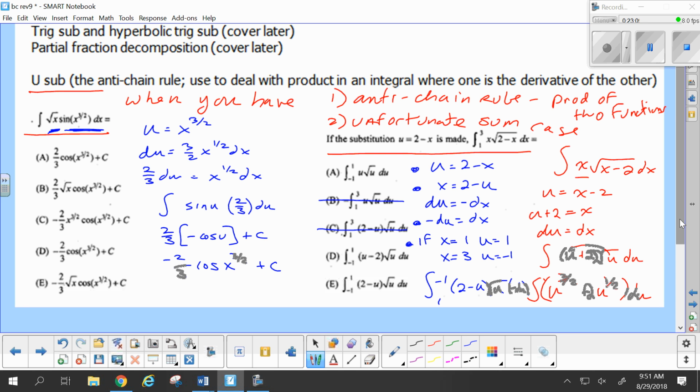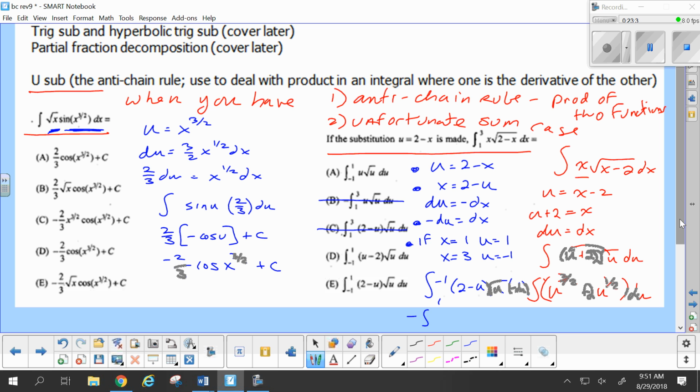I don't know about you, but after doing the problem without seeing the answers, this is kind of what my answer would look like, but obviously the answer's not there. So what's going on? Yeah, so they're flipping these limits of integration. And when you do that, it is opposite.